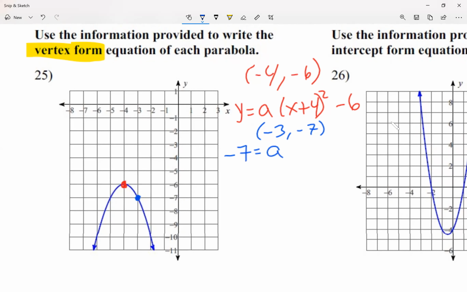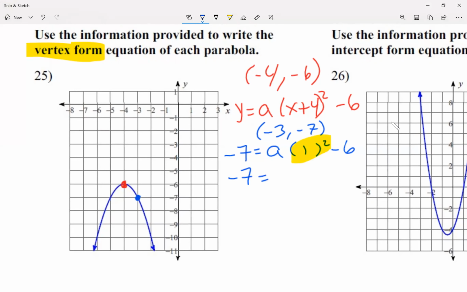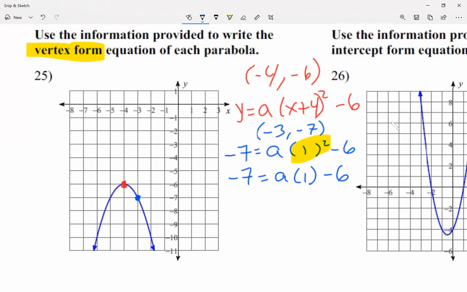A. Now my parentheses, x plus 4, but x is -3, so 1 squared -6, right? X plus 4, I know x is -3, so -3 plus 4. That's how I got the 1 inside parentheses. Worry about your exponent first, so 1 squared. So let me write this as -7 is equal to a times 1 -6. Right, 1 squared, it's a 1, so I wrote a 1.